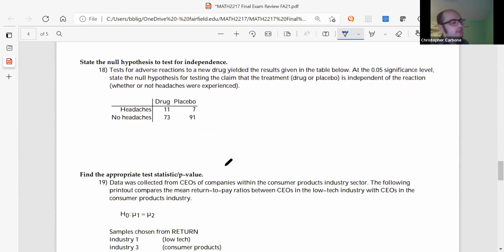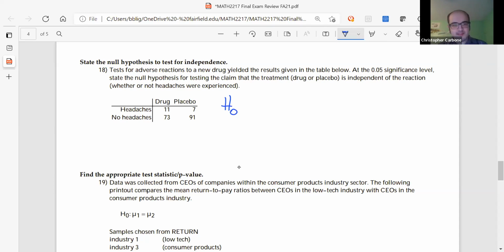Moving right along, I have question number 18, which is: tests for adverse reactions to a new drug yielded the results given in the table below. At the 5% significance level, we want to state the null hypothesis for testing the claim that the treatment, being drug or placebo, is independent of the reaction, whether or not headaches were experienced. So we just want to state the null hypothesis for a test of independence.